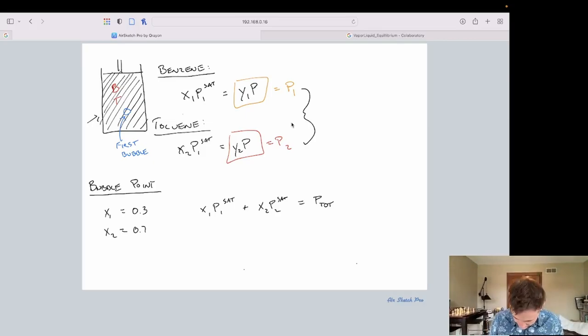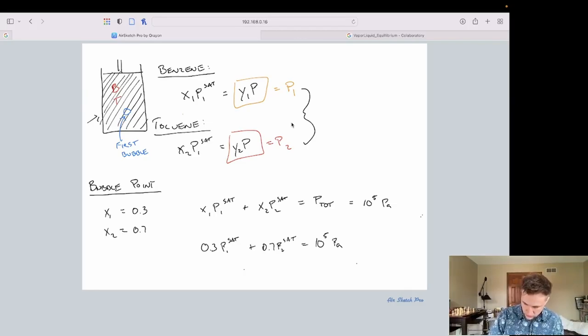And let's go ahead and say that our pressure is known, in which case we're going to be looking for the bubble temperature. And let's say our pressure is 10^5 Pascal. Well, now we can go ahead and begin to unpack this situation a little bit more. So we see that x1 is 0.3. We see that x2 is 0.7. And we see that our overall pressure is 10^5 Pascal.